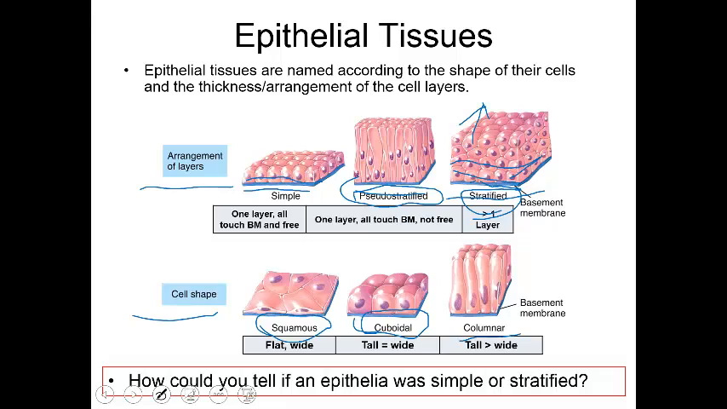Now think about this. When we combine these two sets of classifications, all of these combinations exist. You can have simple squamous epithelium, you can have simple cuboidal epithelium, and simple columnar epithelium. Same thing for pseudostratified and same thing for stratified.